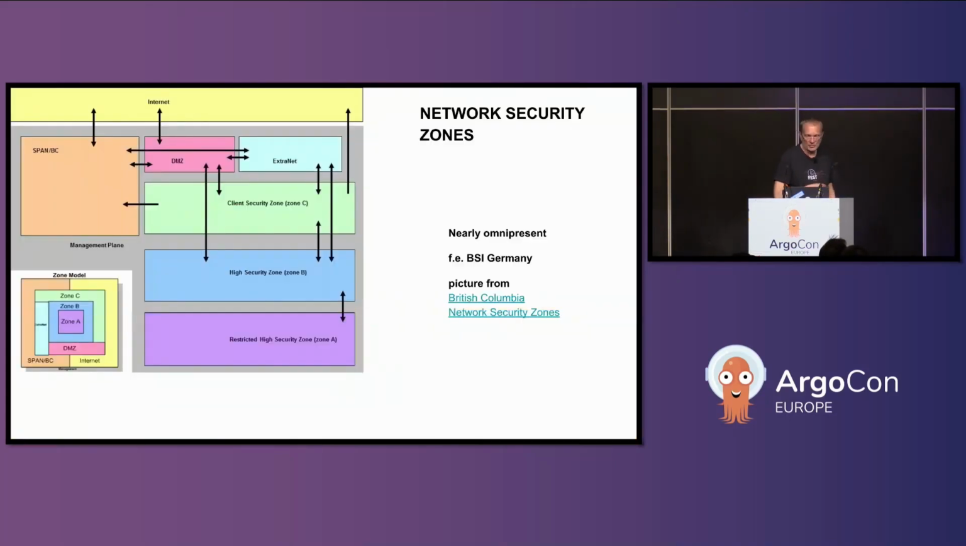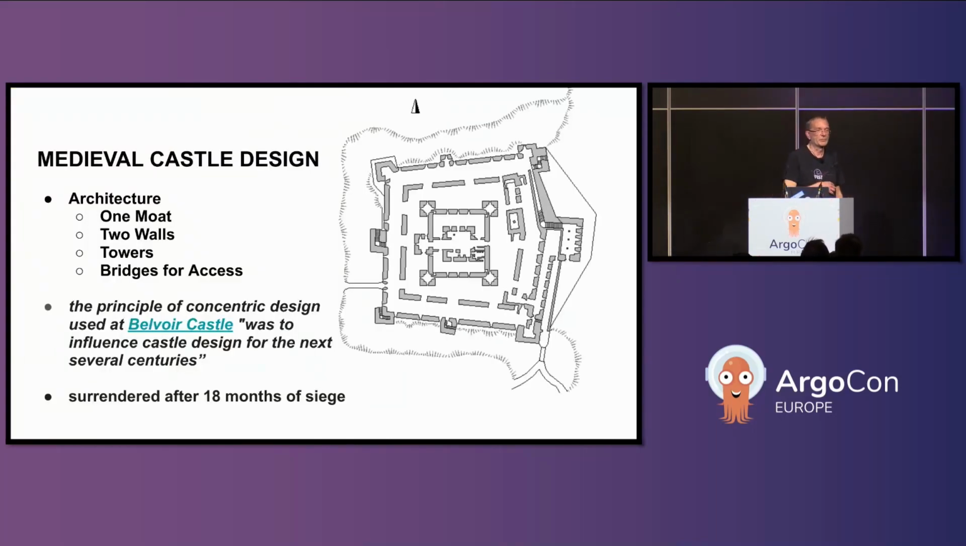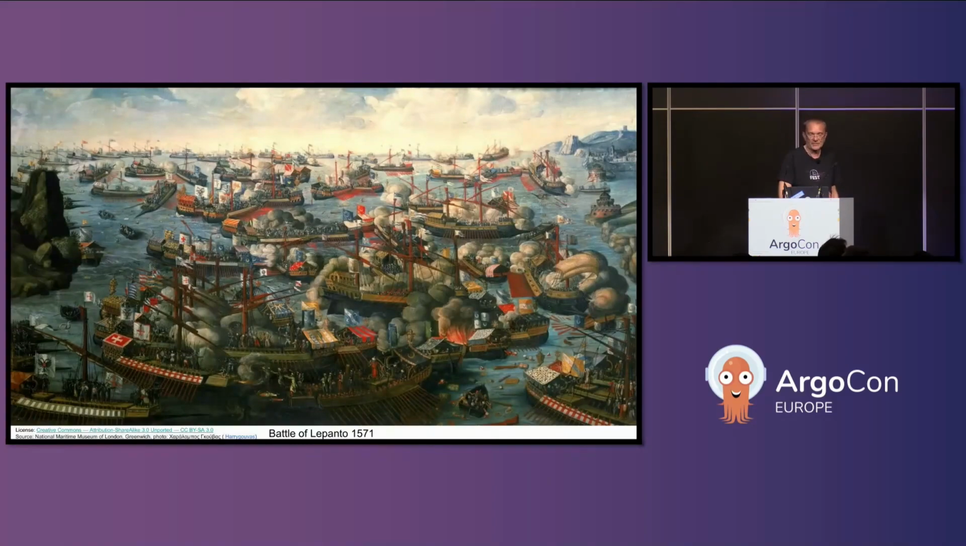And now we have to talk about the security model, and effectively this is a security model. Here you have the internet, and then you have more and more secure zones until the very restricted high security zone. But effectively, if you compare it, this is a medieval castle. You have moats, walls, towers, bridges, things like this. This was quite stable, so it surrendered after 18 months of siege. So actually, it's not as bad as a security model, unless you think, yeah, this is your battlefield.